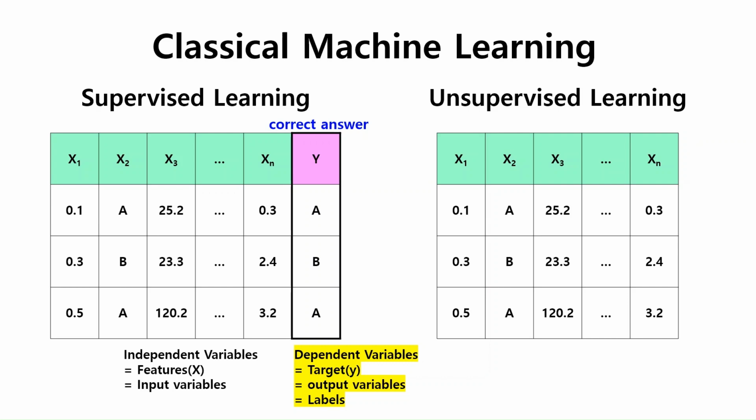That's the target, the correct answer. We're showing the model both the inputs and what the output should be. That's why it's called supervised, because the model is learning from examples that include the right answer.